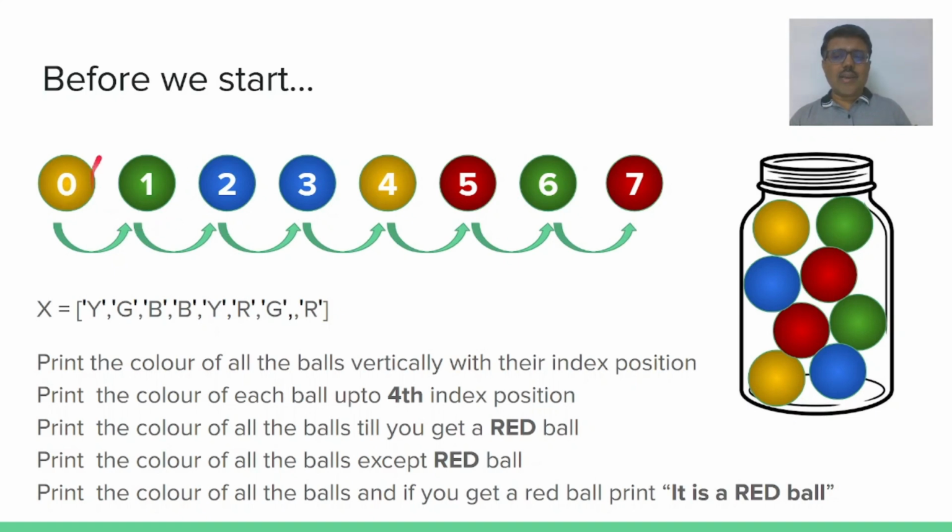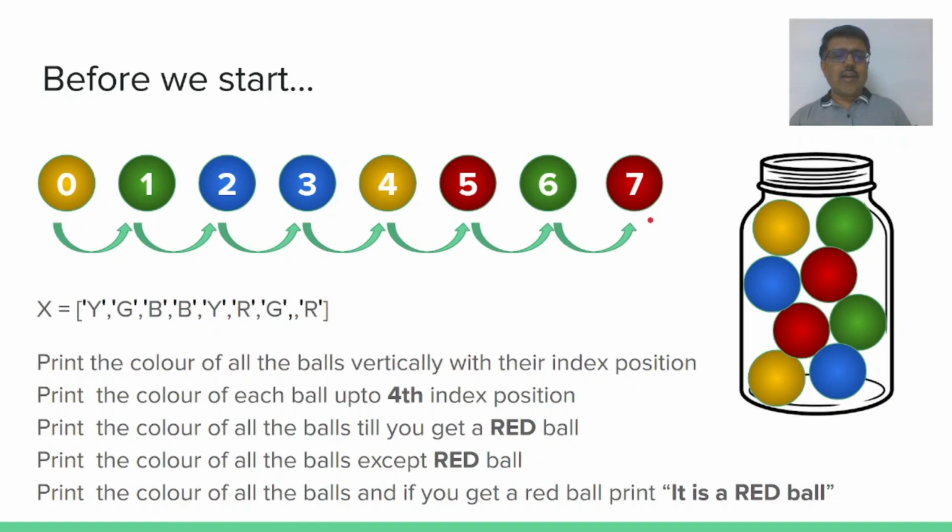And then we have the second ball, which is green. Then the third ball we pick up is blue. And then the fourth ball, when you pick it up, is blue again. And then the fifth ball is yellow. And the sixth ball is red. And the seventh ball, again, is green. And then finally, the eighth ball happens to be red.